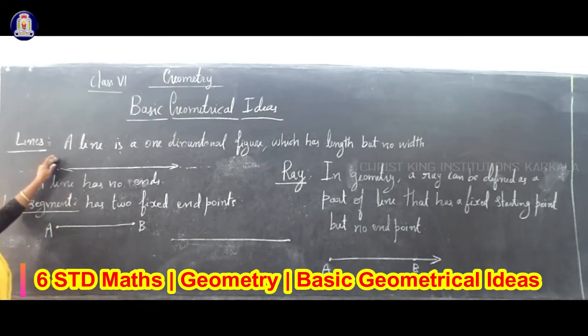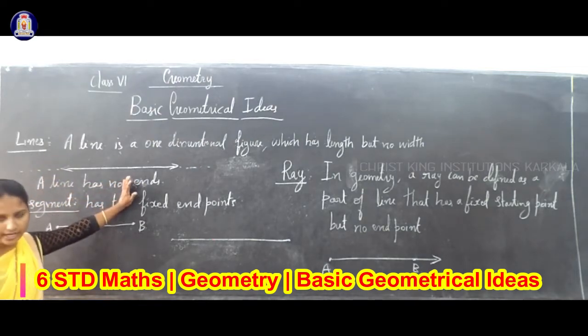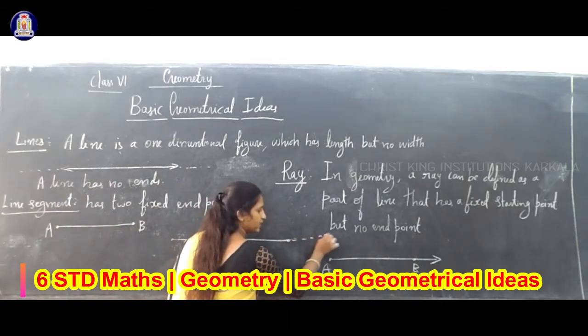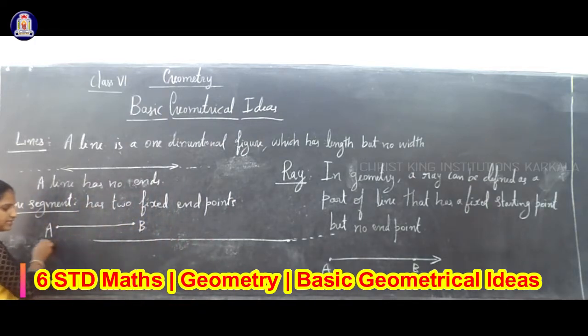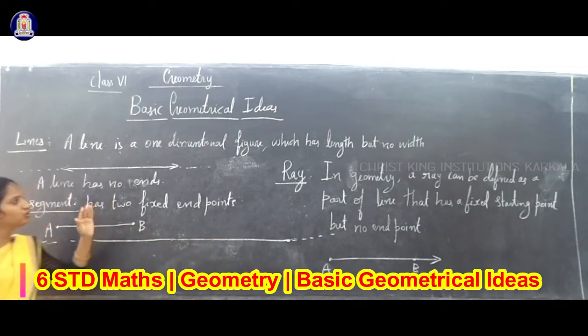But a line has no ends. You can extend it, you can increase this length. By extending this line, and here also you can extend it. Clear? So it has no end. You can extend continuously, on that side also you can extend. So this is what a line is. A line has no ends.